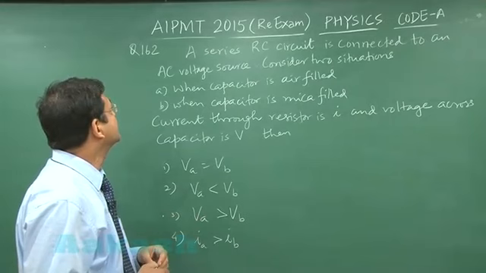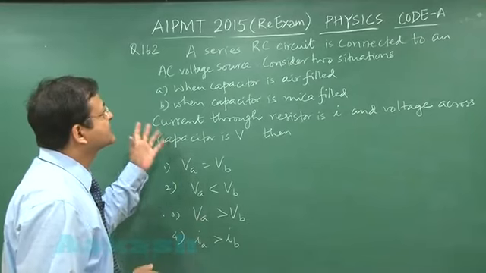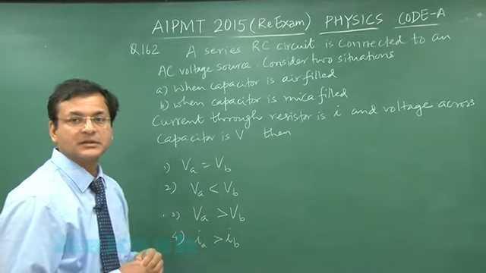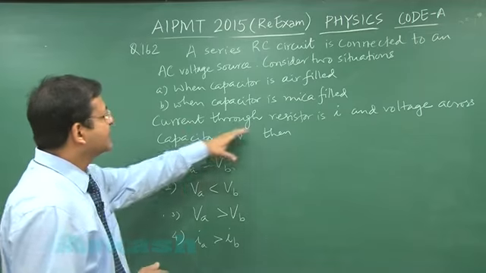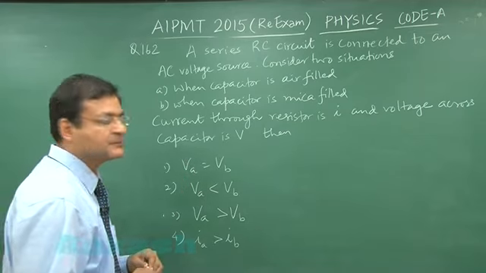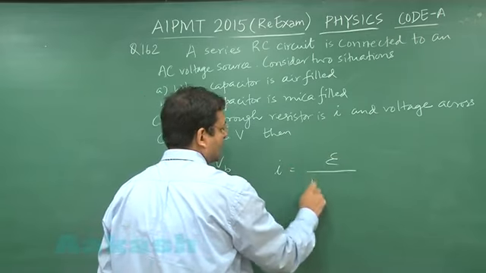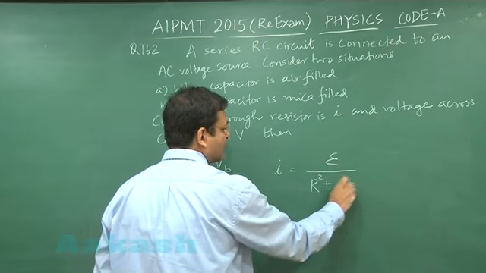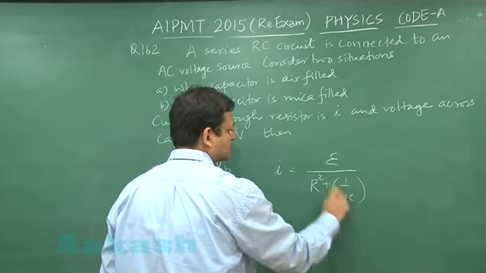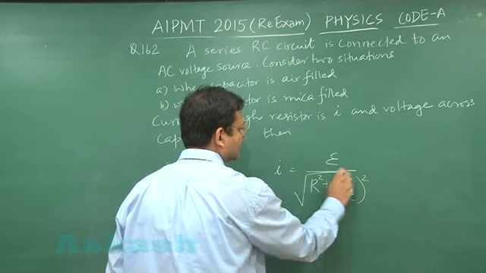The next question, that is 162, is based on an RC circuit and that too an alternating current source. It is saying that the current through the resistor is I. In general, what is the expression for I? I is EMF upon the square root of R square plus (1 by omega C) whole square. This is the expression you will be having.